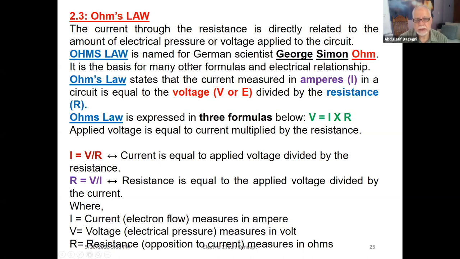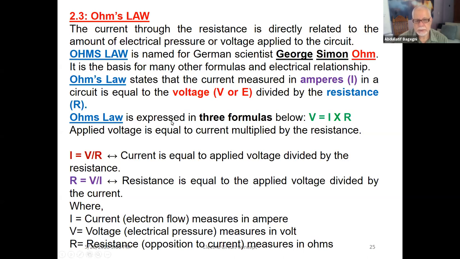So Ohm's law is named for a German scientist, Georg Simon Ohm. It is the basis for many other formulas and electrical relationships. Ohm's law states that the current, measured in amperes, I, in a circuit is equal to the voltage V, or E, as we will see that some books use the symbol V for the voltage supply and some use the letter E, divided by the resistance R.